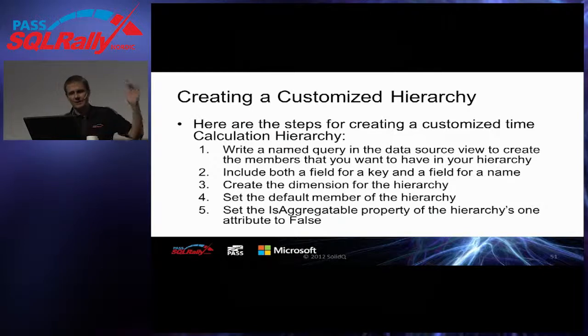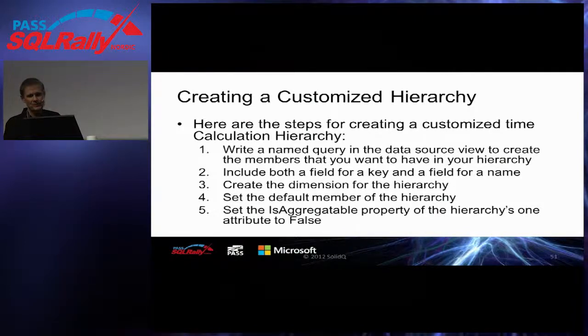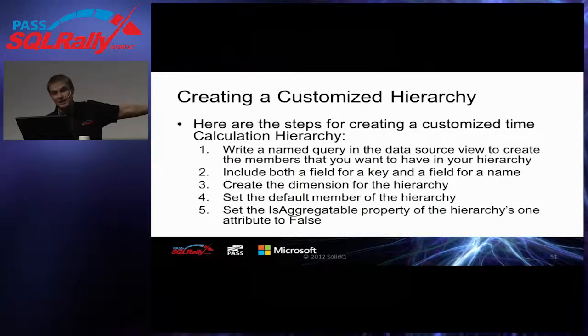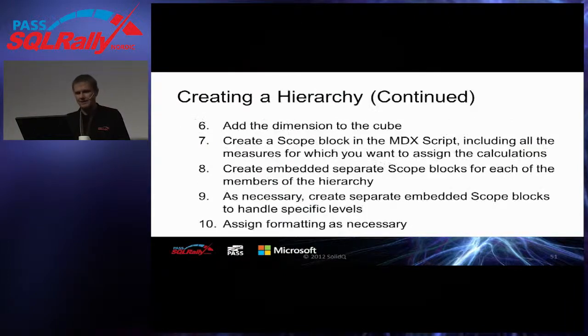I have just a process list going through here. Steps for creating a customized time calculation hierarchy. You write the name query in the data source view to create the members you want to have. Include a field for the key and the name, as I showed you. Create the dimension for the hierarchy. Set the default member of the hierarchy. Set the IsAggregatable property of the hierarchy's one attribute to false. This dimension just has one attribute hierarchy, and you don't want it to aggregate because calculations don't aggregate.